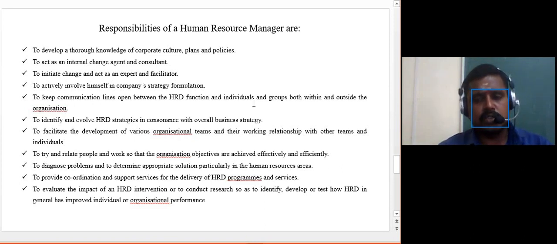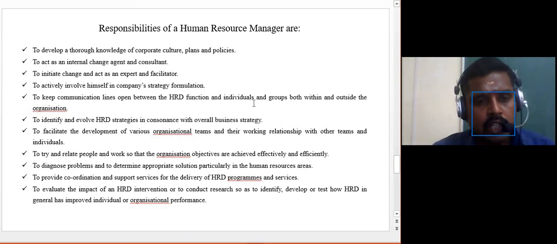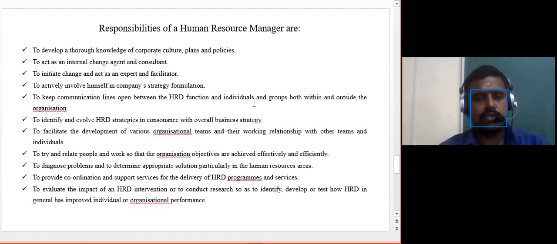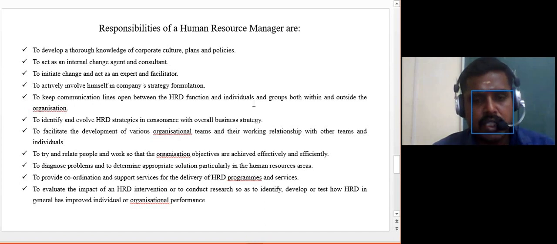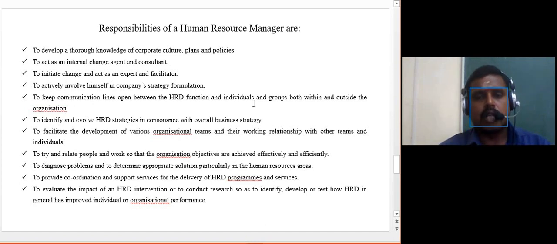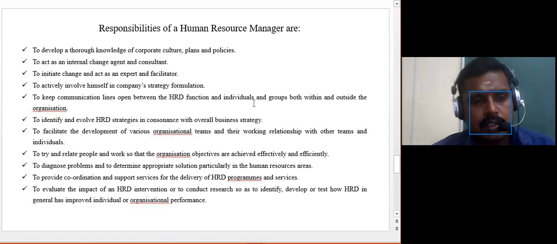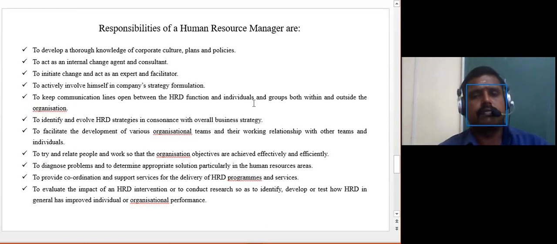And the fourth responsibility of the HR manager, to actively involve himself in company strategy formulation and so on. And the fifth responsibility, to keep communication lines open between the human resource development function and individuals and groups within or outside of the particular organization. And the next responsibility, to identify and evolve human resource development strategies in consonance with overall business strategies.